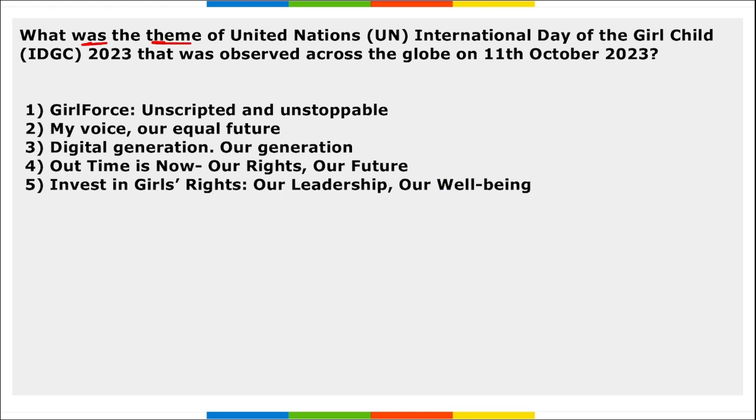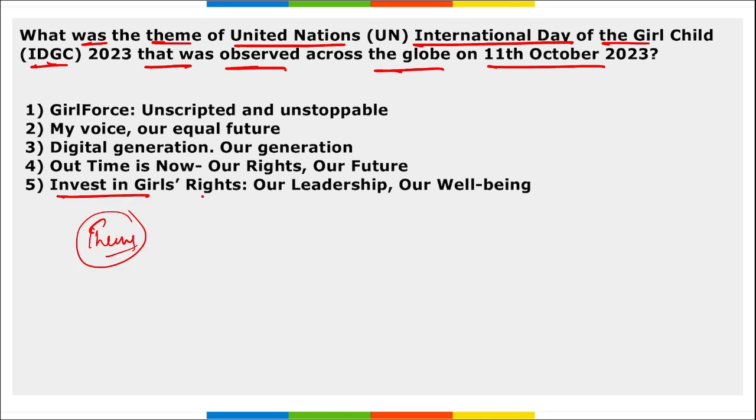Next, what was the theme of the UN International Day of the Girl Child that was observed across the globe on 11th of October? So what will be the theme here? Invest in girls' rights, our leadership, our well-being. I repeat, invest in girls' rights, our leadership, our well-being. This is the theme for the International Day of the Girl Child observed on 11th of October.